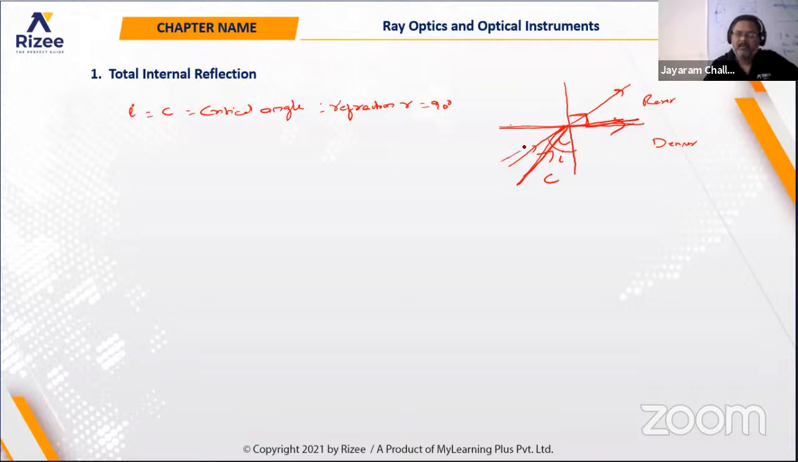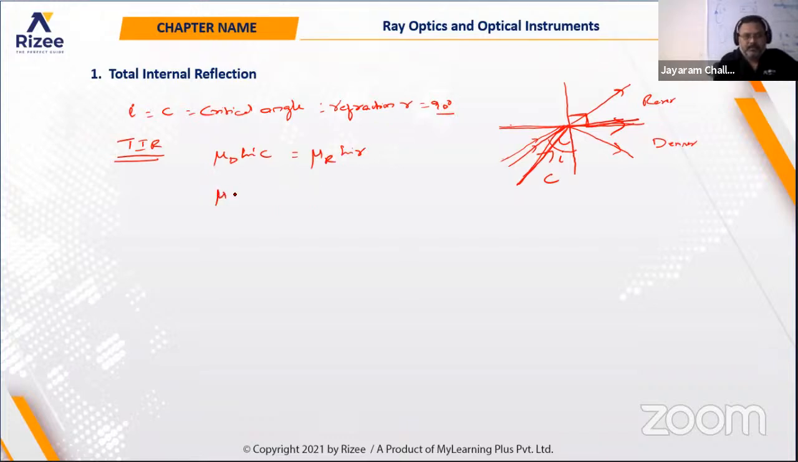If the angle of incidence is greater than the critical angle, then the light ray reflects back into the same medium, and this phenomenon we call TIR, as you know. In this case, the angle of incidence should be greater than or equal to the critical angle. Here, the refractive index of the denser medium times sine C is equal to mu of the rarer medium times sine of the angle of refraction, where r is equal to 90 degrees.